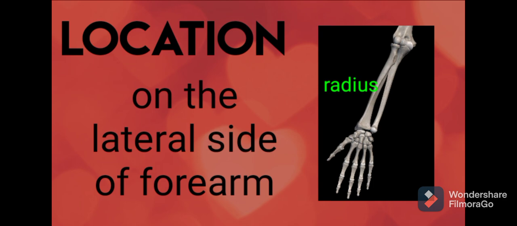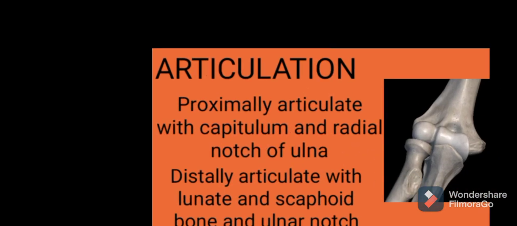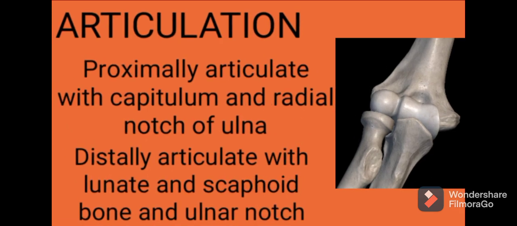It is located on the lateral side of the forearm and parallel to the ulna. The radius bone articulates proximally with both the capitulum of the humerus and the radial notch of the ulna in the elbow joint, and distally it articulates with the ulna at the ulnar notch and with two articular surfaces of the scaphoid and lunate carpal bones.